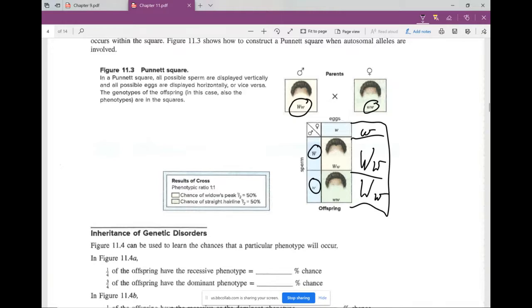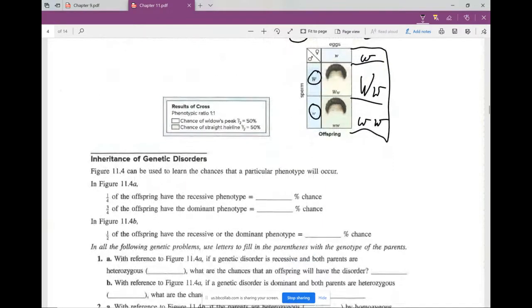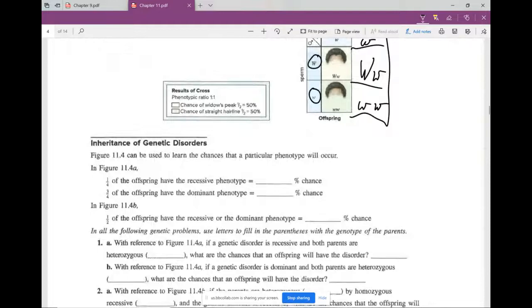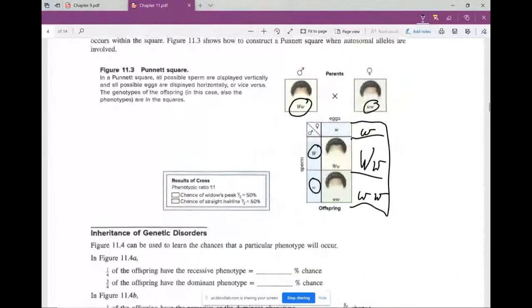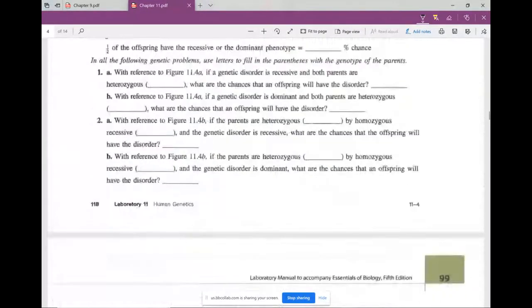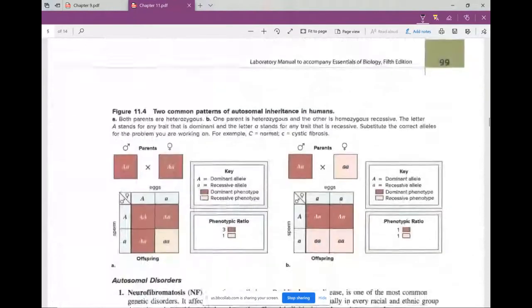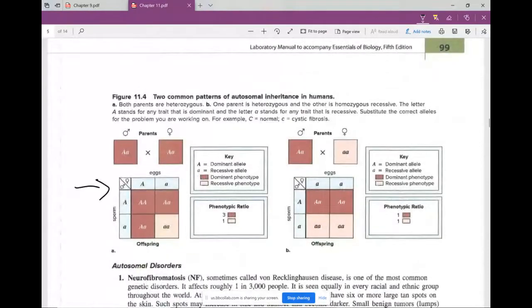Sorry, I apologize for that. Wasn't paying attention. Little w, little w. Okay, so exactly the same. Okay, in figure 11.4a, let's see, where is the little figure? Ah, here we go, 11.4a.